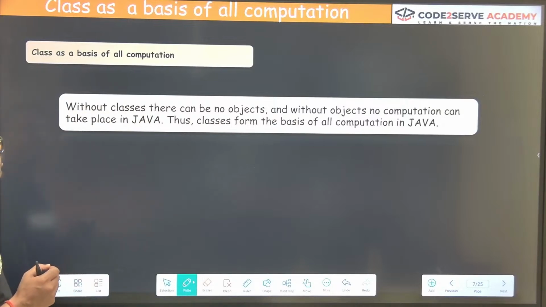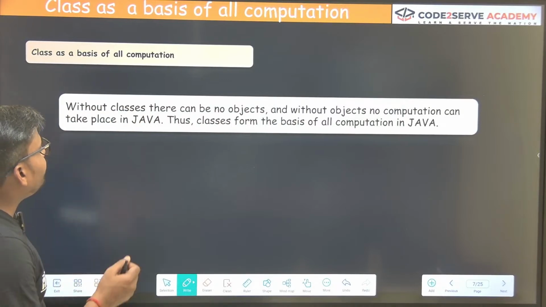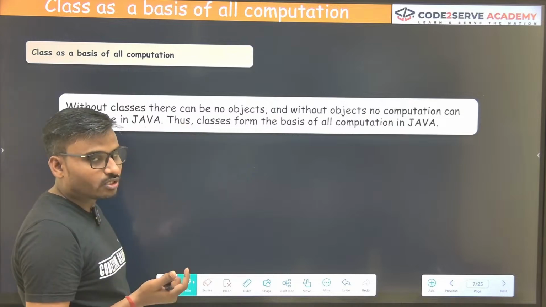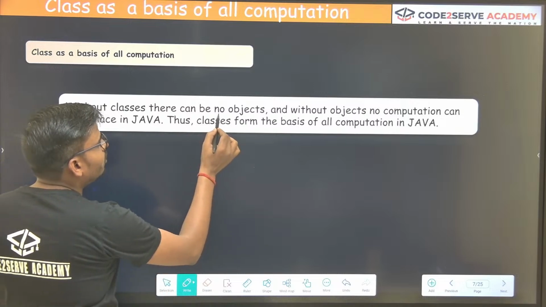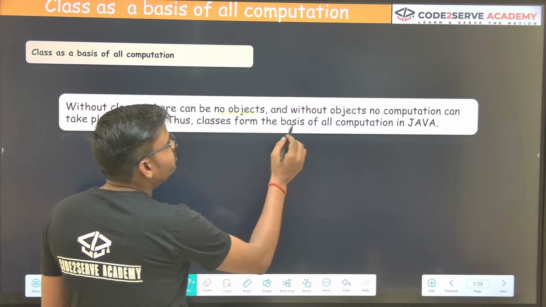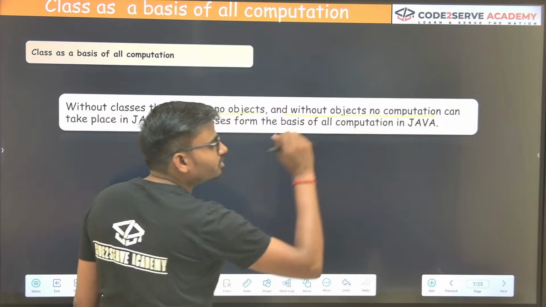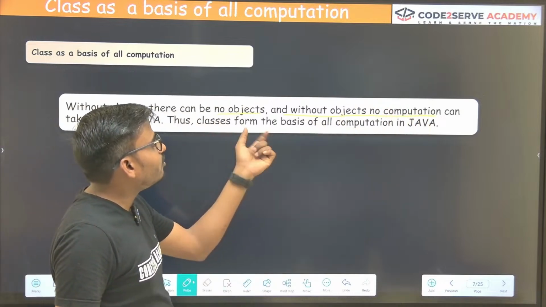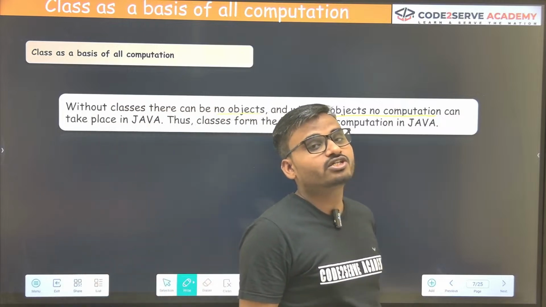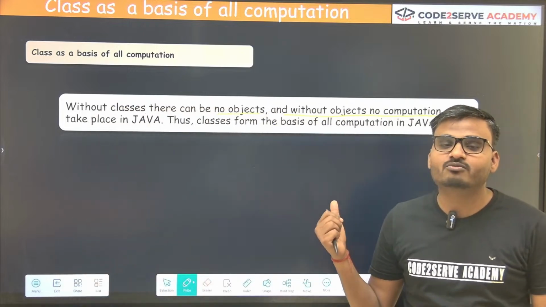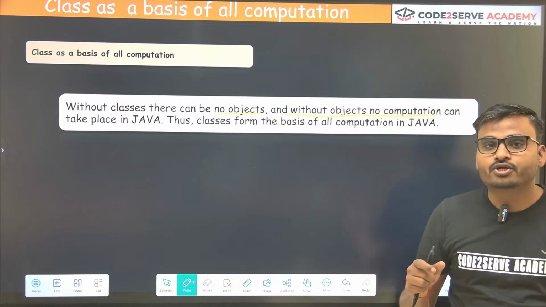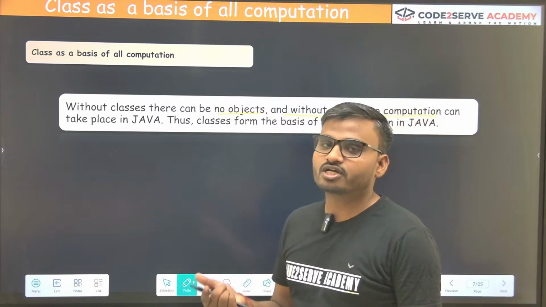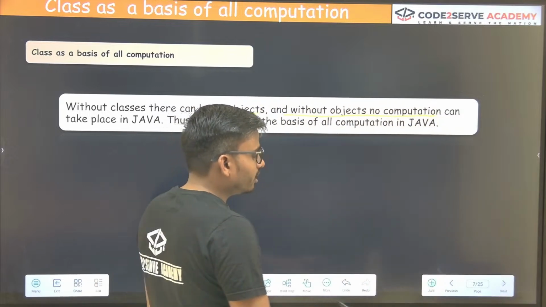So if we see over here, it is a very important point. Without a class, there can be no object. What I told you, without a class, we cannot create an object. And without an object, we cannot perform any computation. All right. And that takes place in Java. That is why class forms the basis of all computation in Java, right? That is why that is the name of the chapter. So without a class, you cannot create an object, and without an object, you cannot perform any computation. Got it? Now, next.